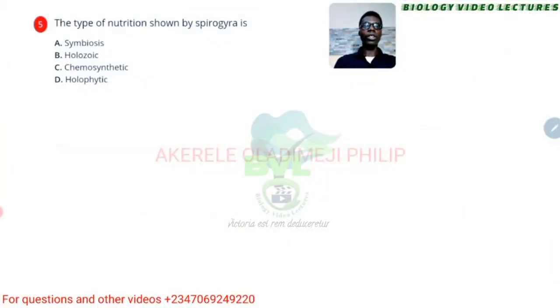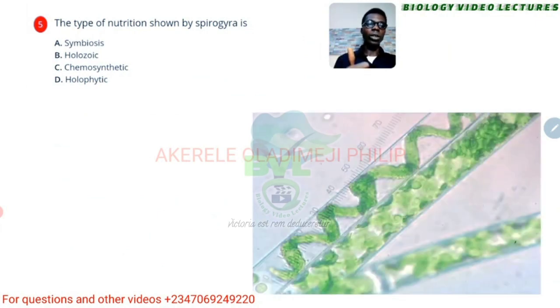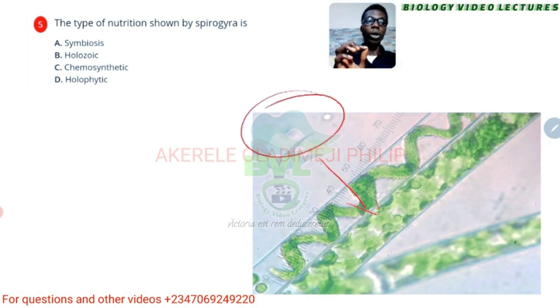The type of nutrition shown by Spirogyra is, well, the question is, what's Spirogyra? This is Spirogyra. It's a filamentous algae which is greenish in nature, which has chloroplast. Now, because of chloroplast, what does that mean? It can actually absorb sunlight energy, all right? So, we have two major types of nutrition. We have what we call heterotrophic and autotrophic. Then the autotrophic means they can make food by themselves.